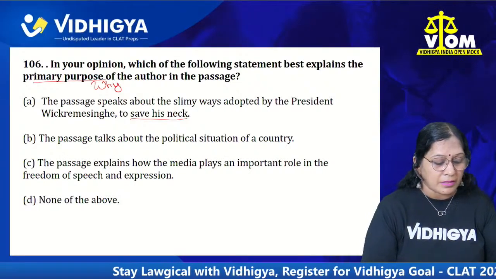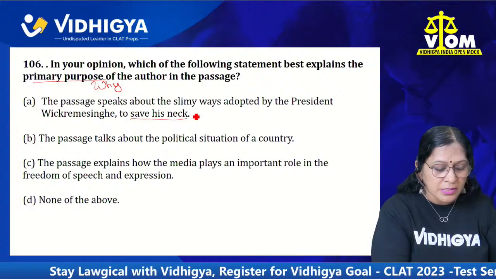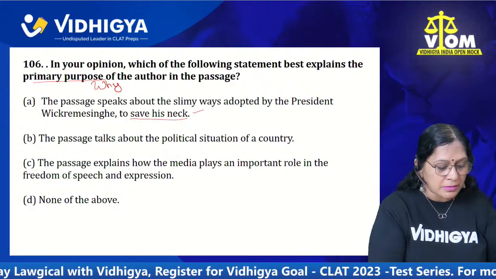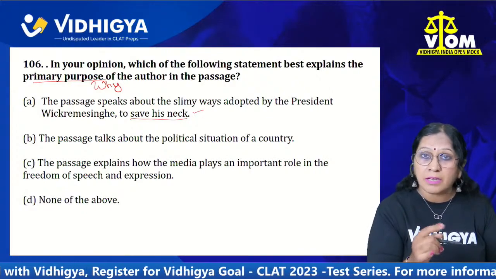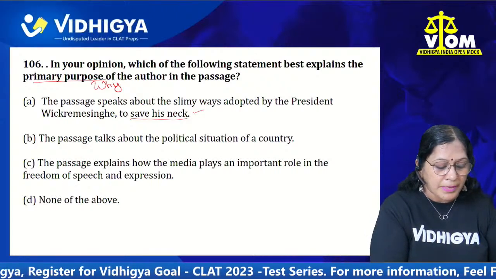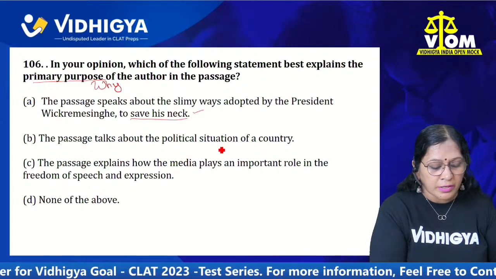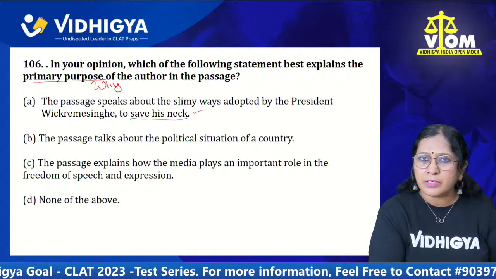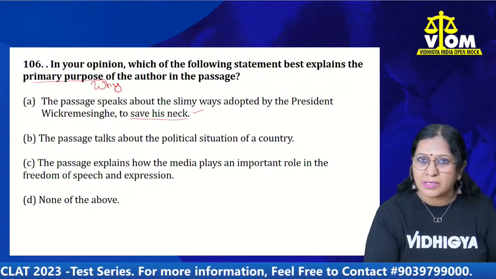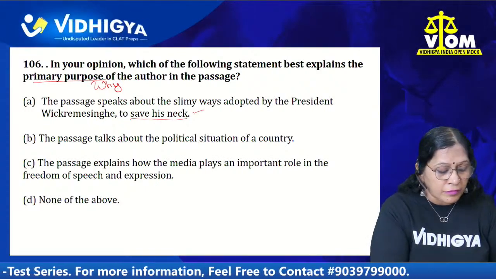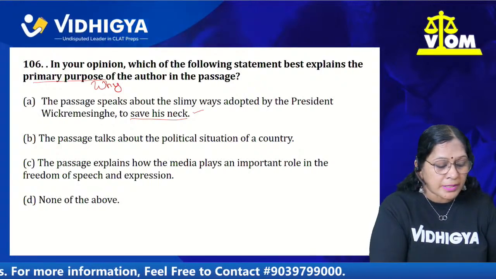Sneakily done. So the passage talks about this. A can be the answer. We'll leave it and we still have to read the three options. The passage talks about the political situation of a country. Yes, it is talking about the political situation, but mainly about the president. So now, B also sounds right, but then understand the question.